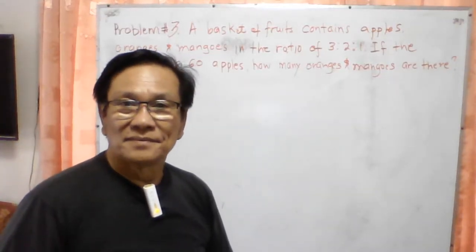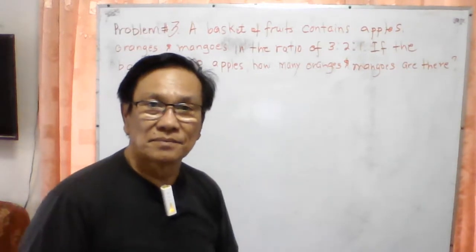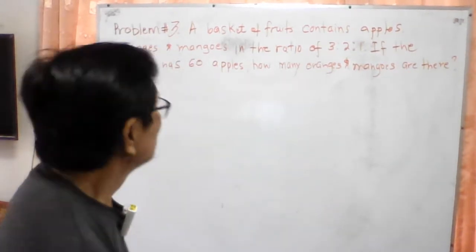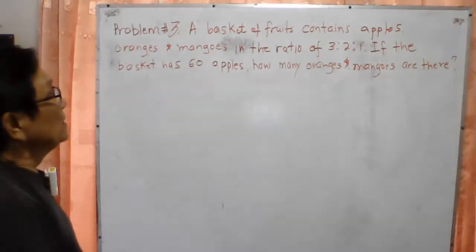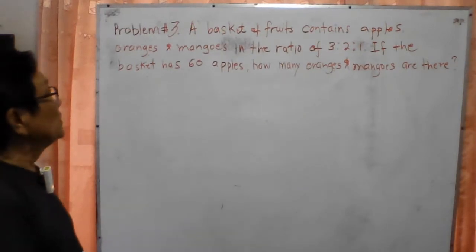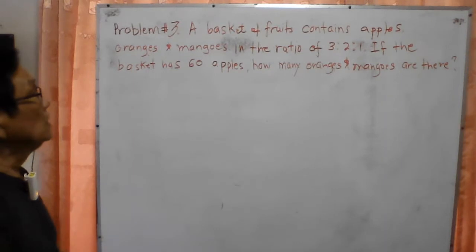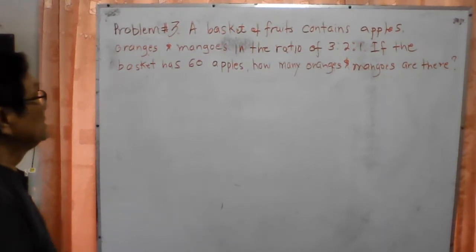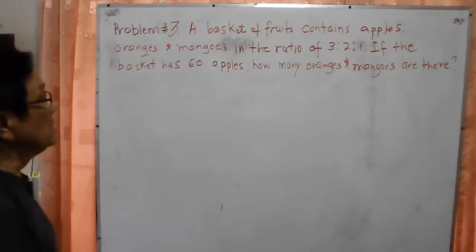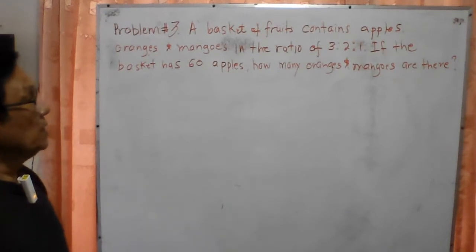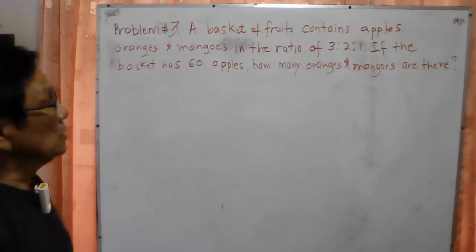Hi. Let's do number 3. Problem number 3. A basket contains apples, oranges, and mangoes in the ratio of 3:2:1. If the basket has 60 apples, how many oranges and mangoes are there?